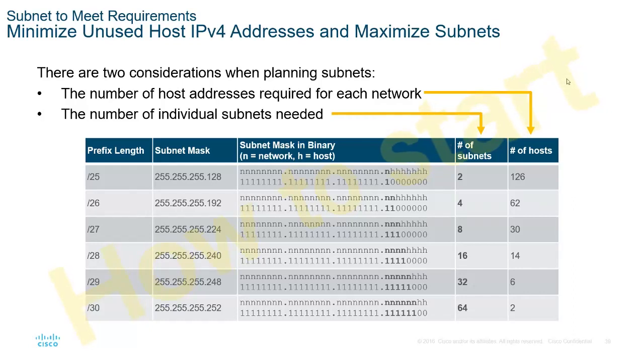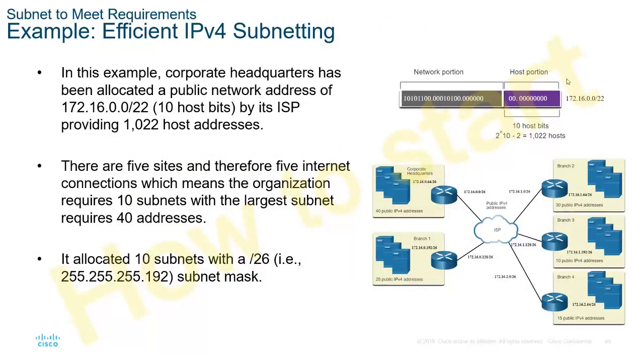But again, the number of hosts is what we give to our devices. That's usable hosts. The number of subnets are basically the individual groups that we're going to need. In this example, we're talking about efficient subnetting. Essentially, if we know how many hosts we need, we can group them accordingly. This example, we are looking at 10 host bits. That means we can get 10 subnets with a /26.